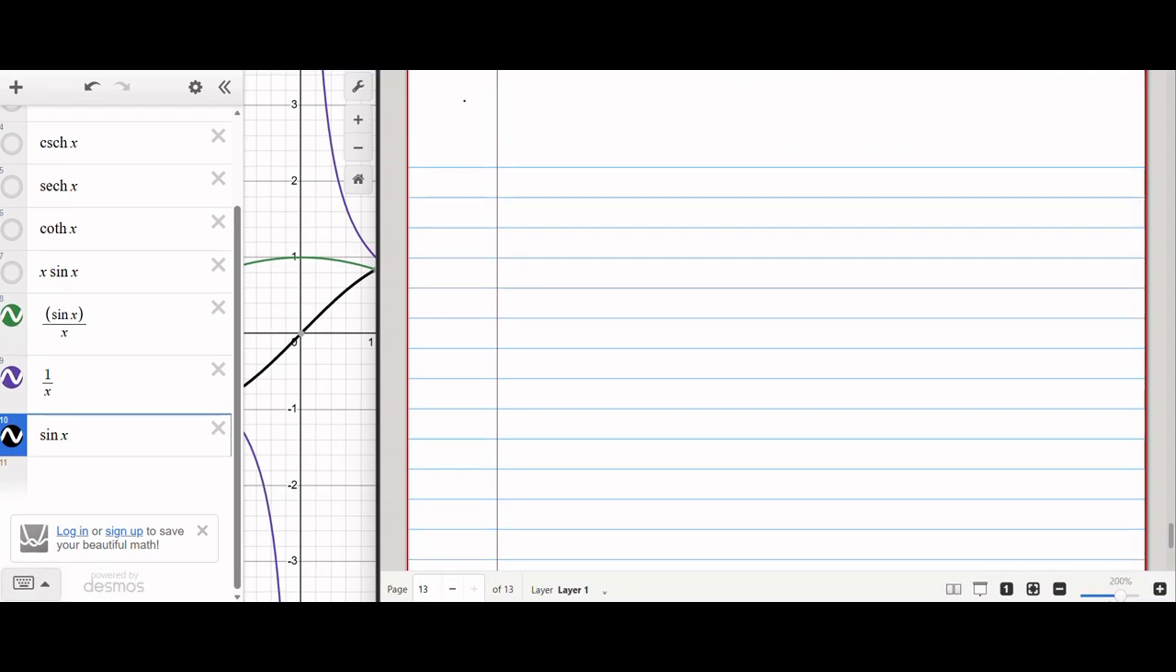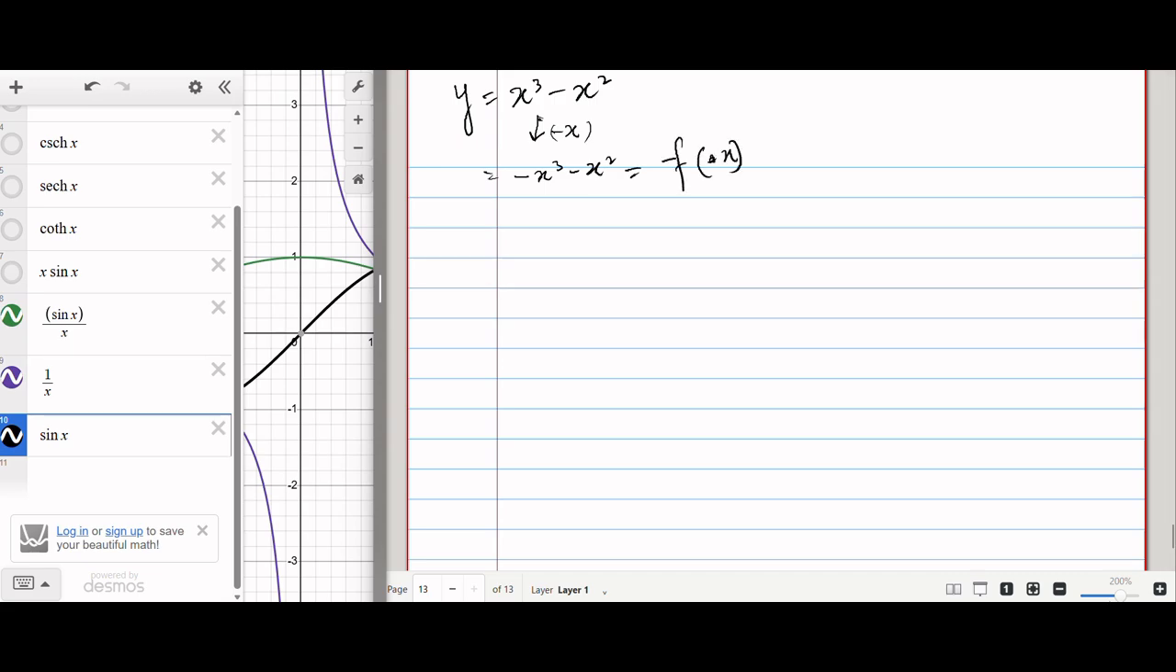A not so commonly asked function is y equals x cube minus x square, or functions like this. Not so commonly asked, but still we'll do it so that our concepts get more clear. So first, is this function even or odd? If we put minus x in place of x, what we get is minus x cube minus x square. So this is neither of the two, so it's neither an even nor an odd function.